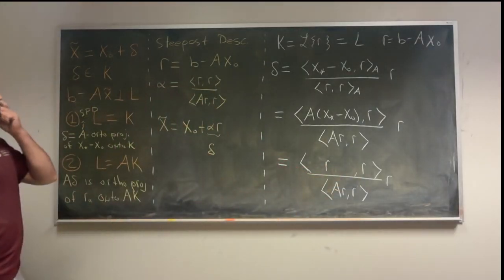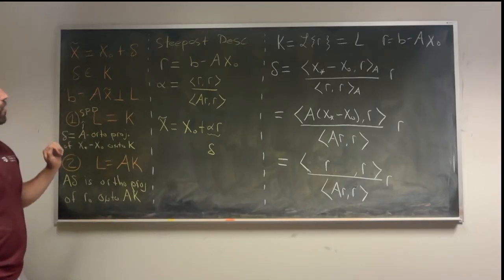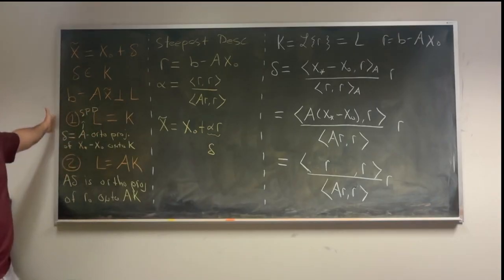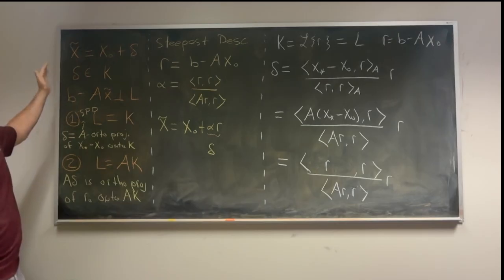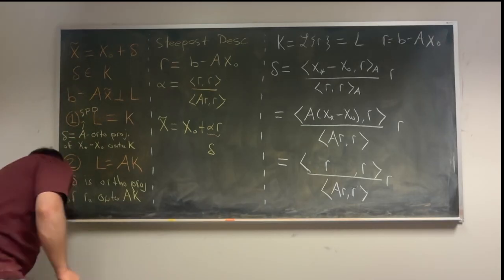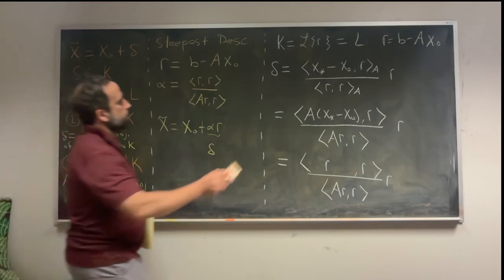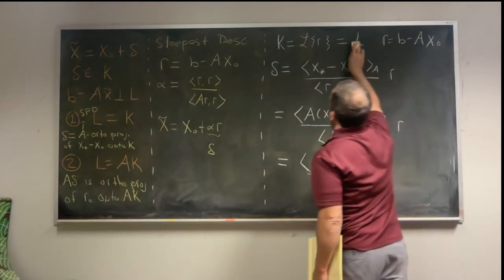So what it tells us is that the steepest descent algorithm is this projection algorithm that we've seen before, in the specific case where K is equal to the linear span of the residual vector and L is equal to K. Okay.